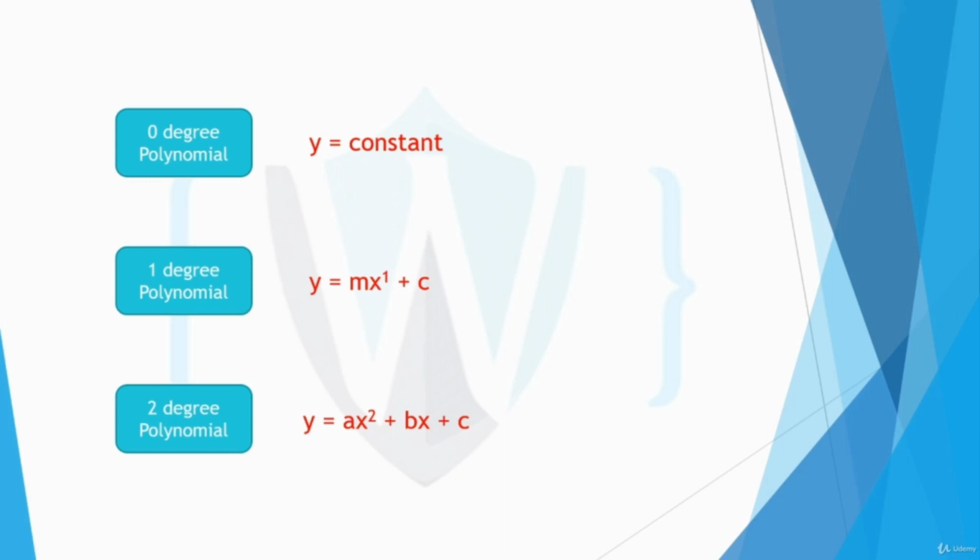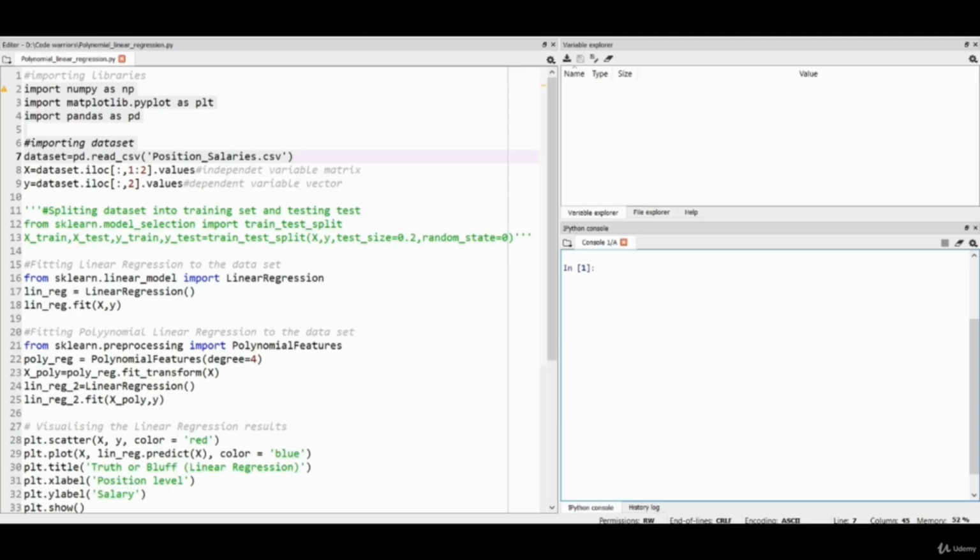Now let's go for the implementation of code. So let's start with the coding part. In this, the first step is importing libraries. The necessary libraries that we need are NumPy, Matplotlib, and Pandas. The second step is to import our data set and split our data set into feature matrix x and dependent vector y. So let's first import our data set.